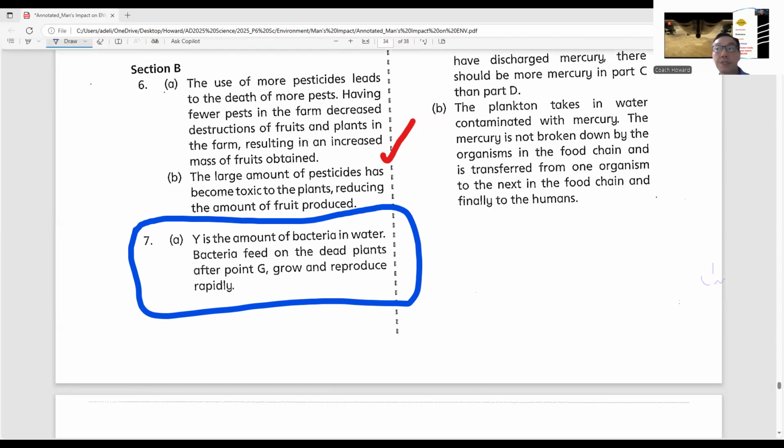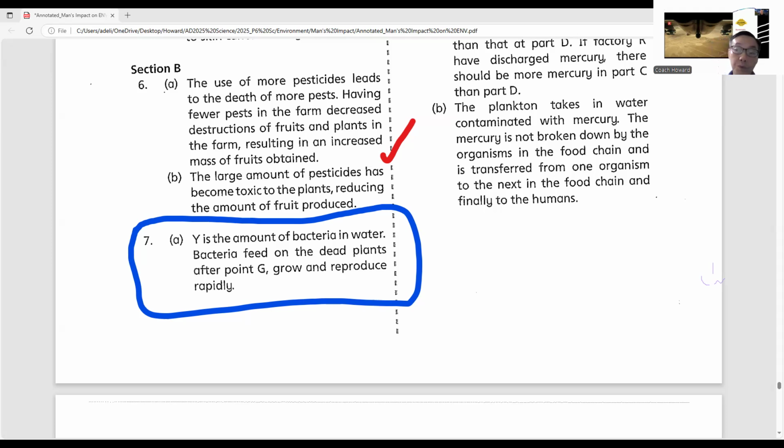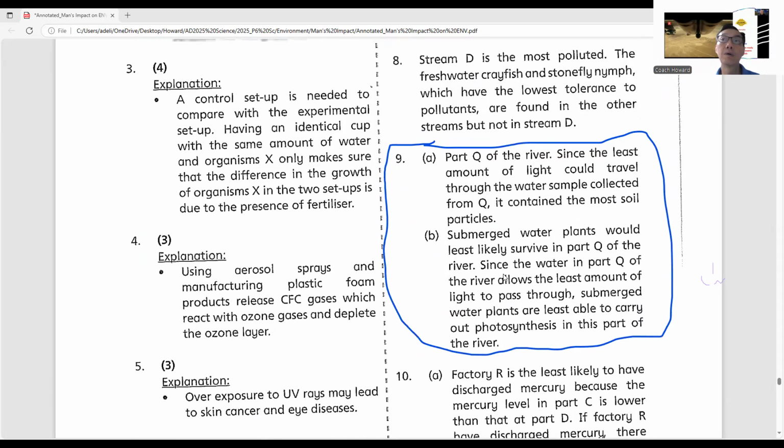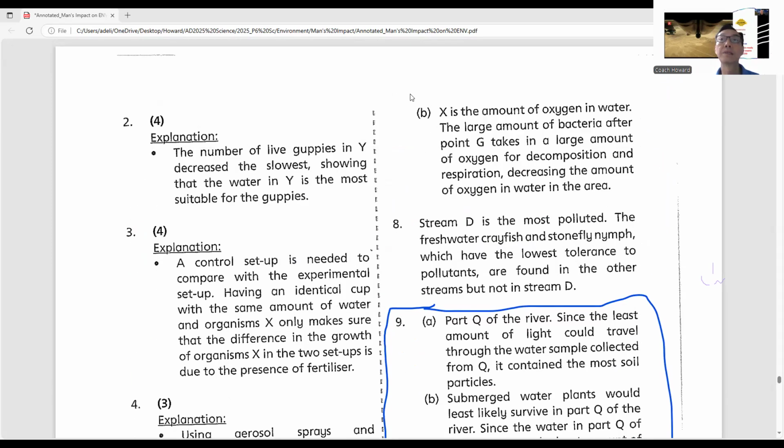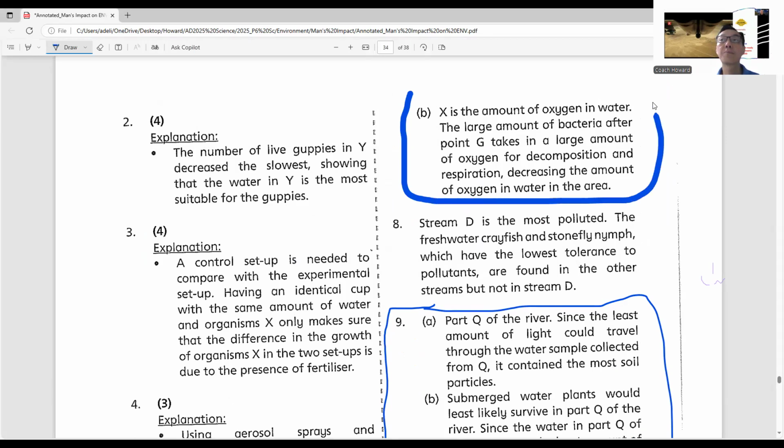Okay, now the next question. They ask you to explain which variable, Y or X, is the amount of oxygen. So we understand if the bacteria increase, oxygen will decrease due to two reasons. Oxygen is needed for decomposition. When organic material decomposes, oxygen is used up. Second reason is because bacteria themselves are organisms, so they need oxygen for respiration. So this is the second part. X is the amount of oxygen in water.